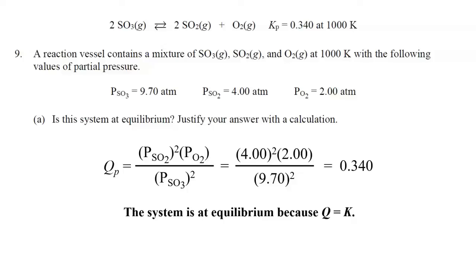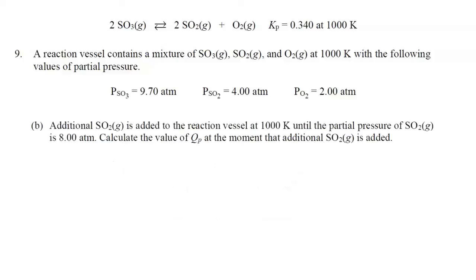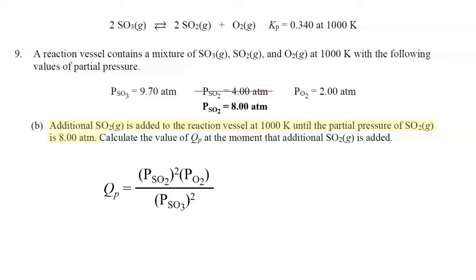Let's take a look at the stress in part B of question 9. So additional SO2, which is actually a product, is added to the reaction vessel at 1000 Kelvin until the partial pressure of SO2 is now 8 atmospheres. So calculate the value of QP at the moment that additional SO2, which is a product, is added. So in question 8, they added extra SO3, which is a reactant. Here in question 9, they're adding more SO2, which is a product.